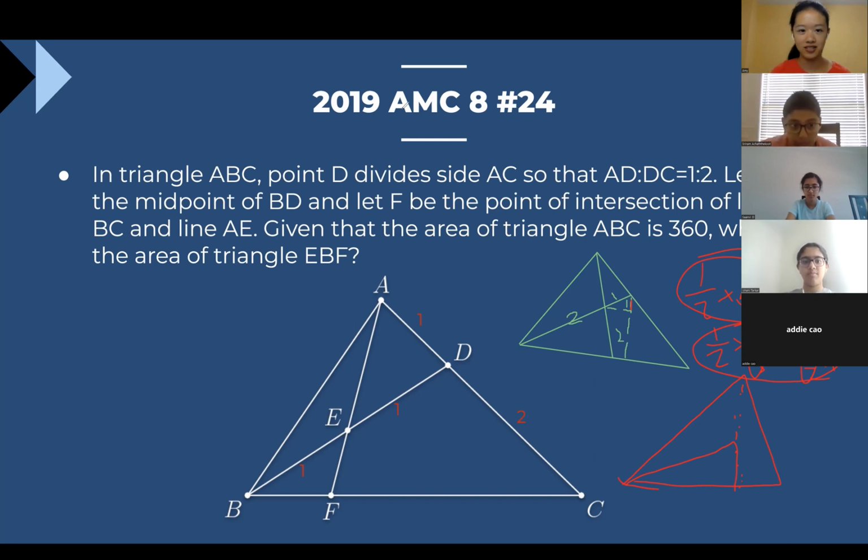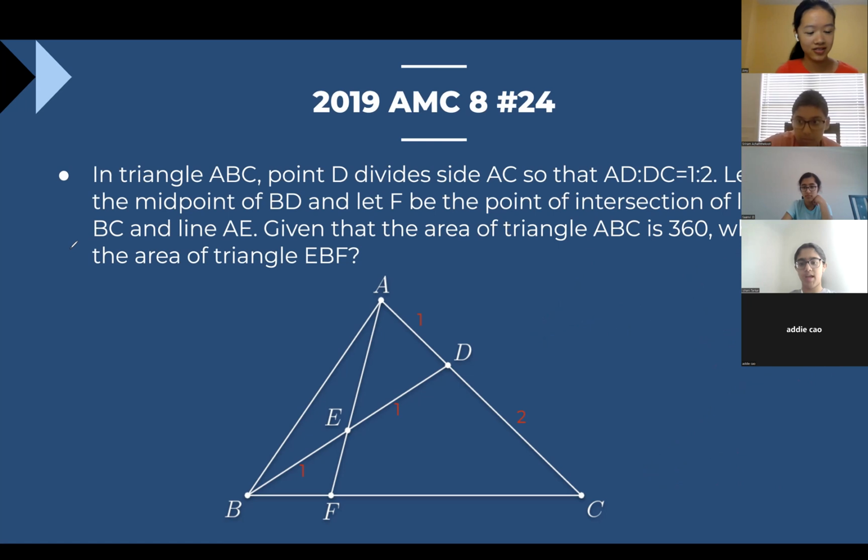Let's start with vertex C. You can start with any of them, honestly, except for F. Say that the mass of C is 1. Then 1 times 2 should equal 1 times the mass of A, so the mass of A is 2. Because D is the fulcrum, its mass is 2 plus 1, which is 3.